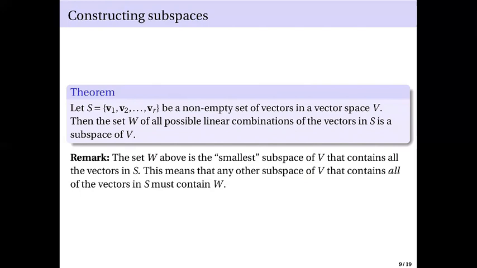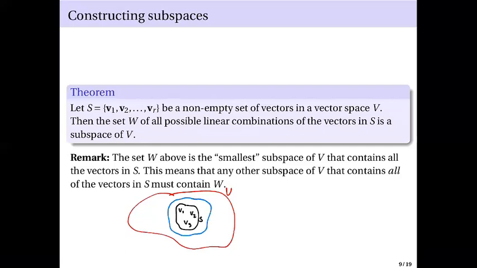So what is that? You have your vector space V here. Then you have your V1, V2, let me write V3. This is your S, just the three of them. Your W will be much bigger. This is your W, and this is a subspace. It's the smallest subspace.